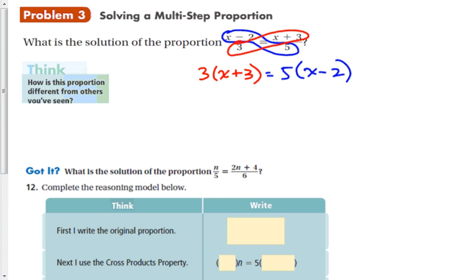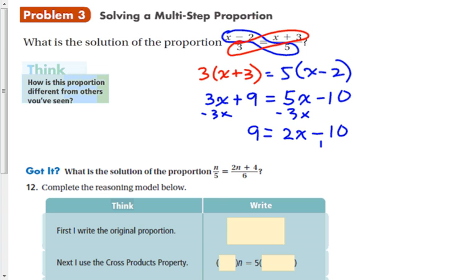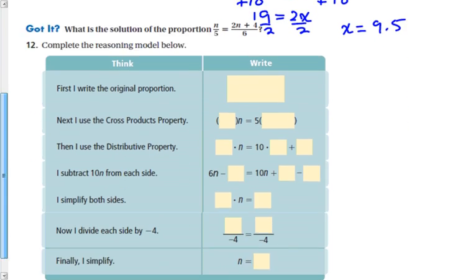And now I'm going to have to use the distributive property here. 3 times x plus 3 times 3. 5 times x minus 5 times 2. I think I'll subtract 3x from both sides. Now I get 9 equals 2x minus 10. Add 10 to both sides. And I get 2x equals 19. Divide that by 2, and that gives me x is equal to 9.5. All right, you try that.